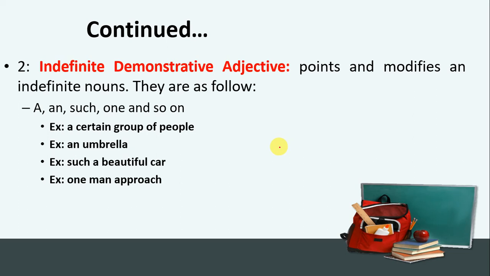So you see a certain group of people. Now it also points out a noun but not a certain noun or definite noun. An umbrella. What umbrella? An umbrella. It's not definite or it's not defined. Such a beautiful car. Such a beautiful car. So such points out car.